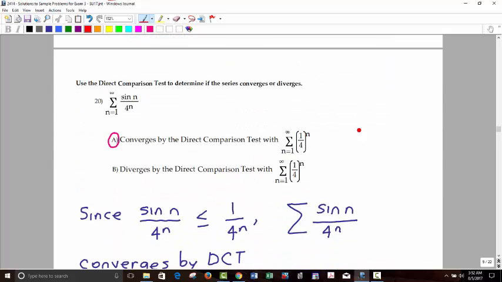Direct comparison test, you have to be real tricky with direct comparison test. There are some series that it works great for. It's a little bit tricky in some cases, but when you need to use it, like here, it's definitely the only one you could really use.